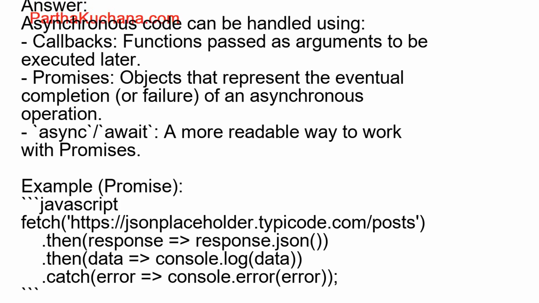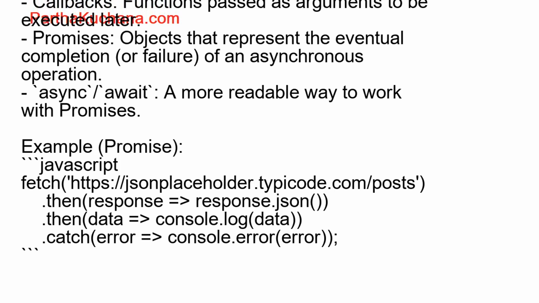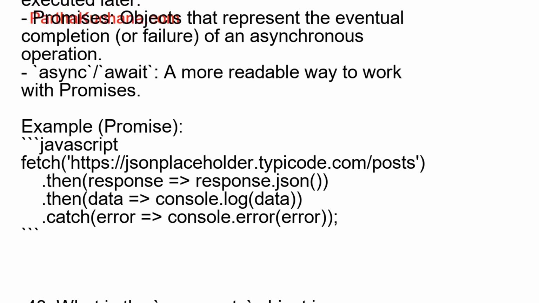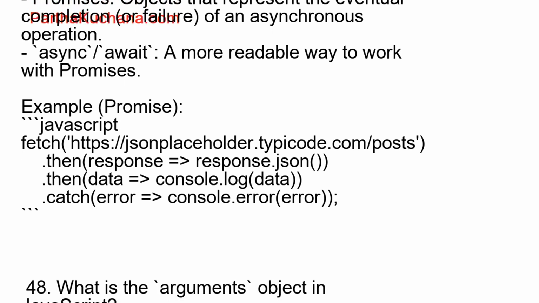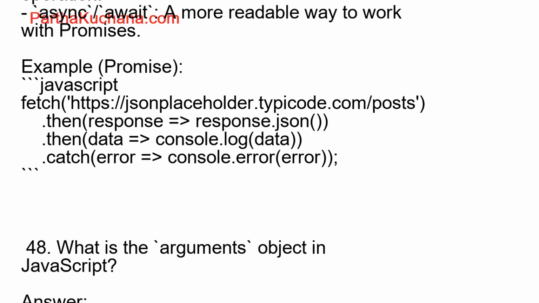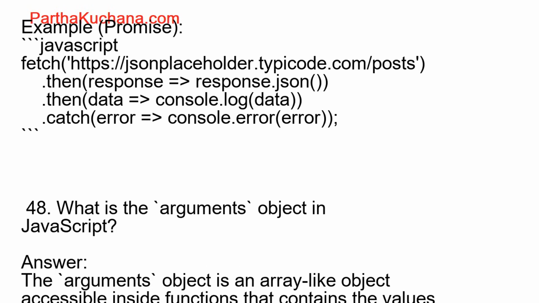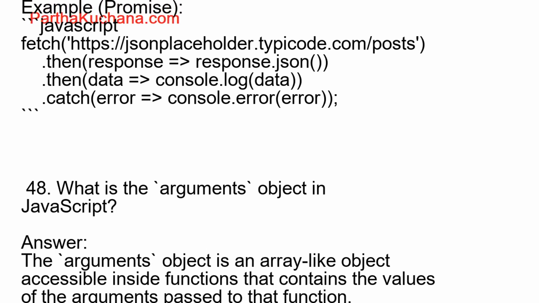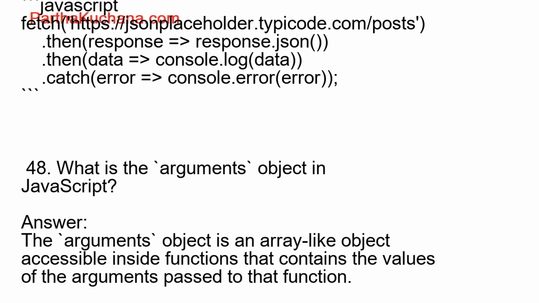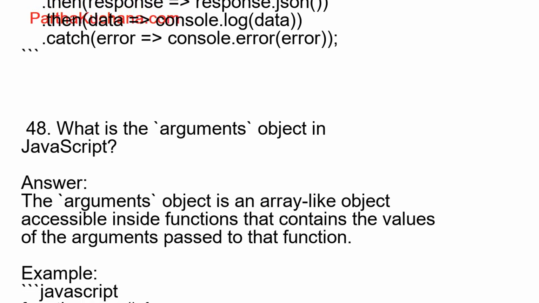50. How does Array.prototype.reduce work in JavaScript? Answer. The reduce method executes a reducer function on each element of the array, resulting in a single output value. It is used to accumulate values by iterating over an array. Example, JavaScript. const arr = [1, 2, 3, 4]; const sum = arr.reduce((acc, cur) => acc + cur, 0); console.log(sum); // outputs 10.